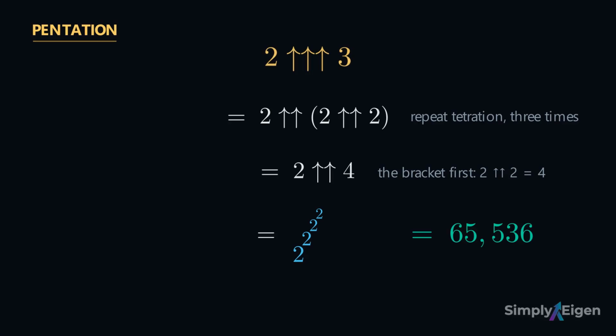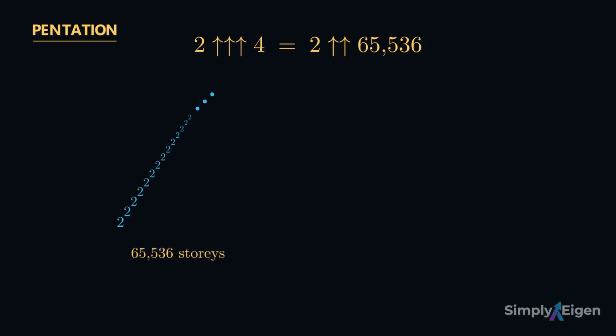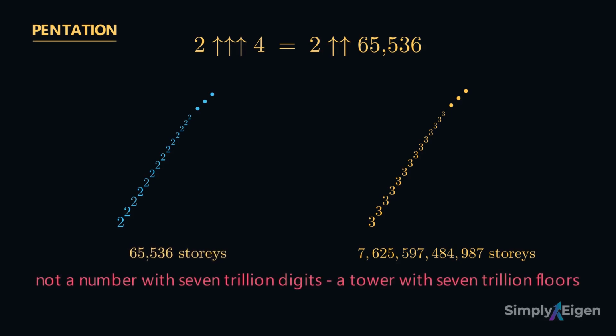65,536. That is the surprise. The first interesting pentation is small enough to write on screen. It does not stay small. 2 with 3 arrows, 4 means 2 arrows, 2, 2 arrows, 2, 2 arrows, 2, 2, which is 65,536. A tower of 2s, 65,000 stories high. And 3 with 3 arrows, 3 is a tower of 3s, 7.5 trillion stories high. Not a number with 7 trillion digits, a tower with 7 trillion floors.